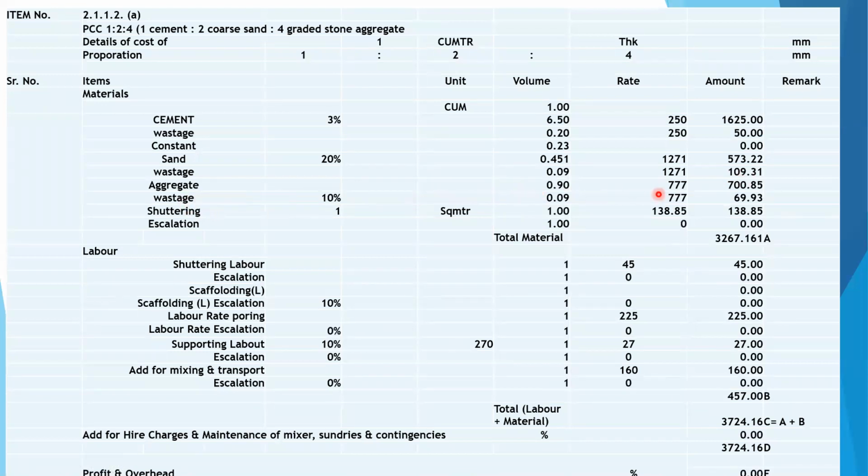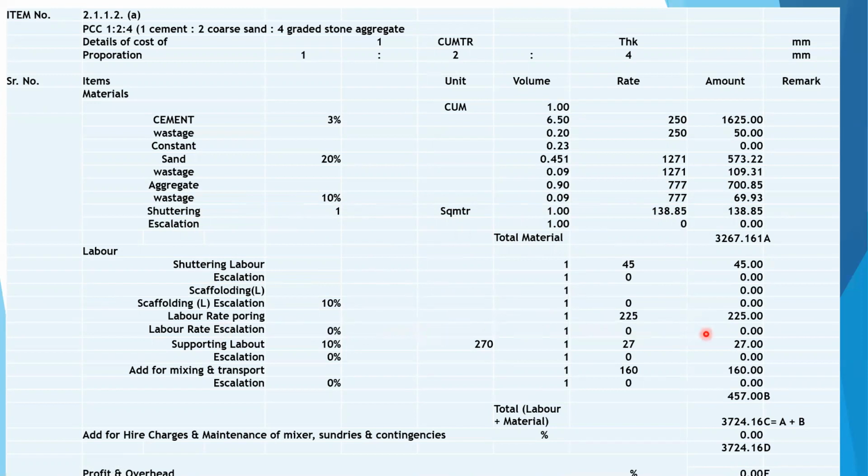Aggregates 0.9 at the rate of 777, 700 rupees. Wastage 10 percentage at 777 will be 69.93. Shuttering 138.85. So total material cost will be 3267. Okay. Labor, shuttering labor 1 square meter will be 45 rupees.